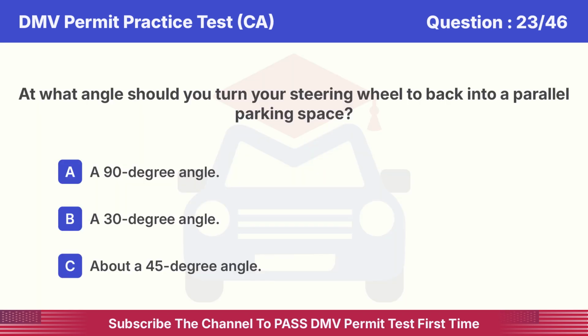Question 23. At what angle should you turn your steering wheel to back into a parallel parking space? Option A, 90-degree angle. B, a 30-degree angle. C, about a 45-degree angle. Answer is C, about a 45-degree angle.